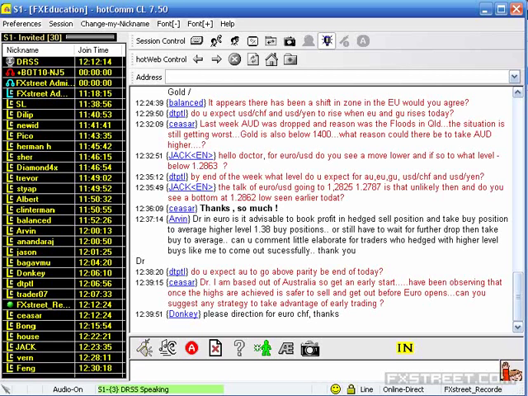Do you expect Australian dollar to go above parity? Yeah, it's most likely to go above parity. Sir, I am based out of Australia, so I get an early start. I have been observing that once the highs are achieved, it is safer to sell and get out before the European session. Not all the time. Probably once the high is set and not cut for more than 30 minutes, you can try to take a sell, but try to keep the stop at entry.